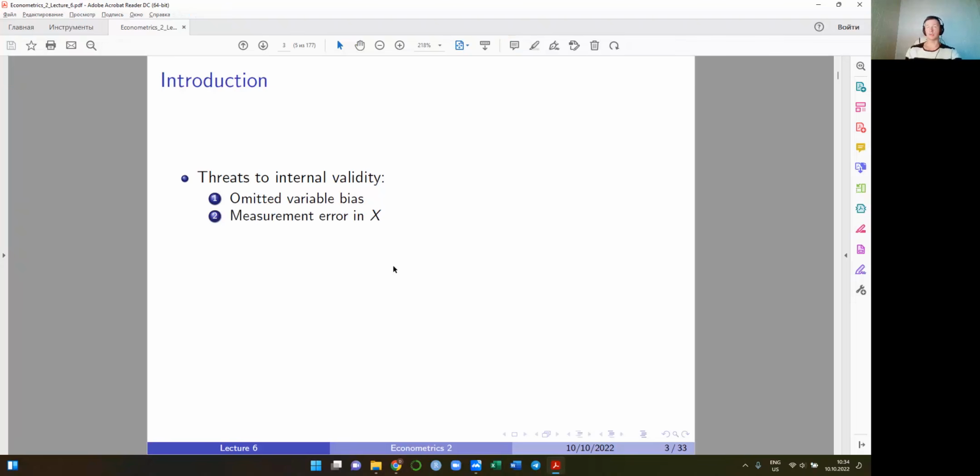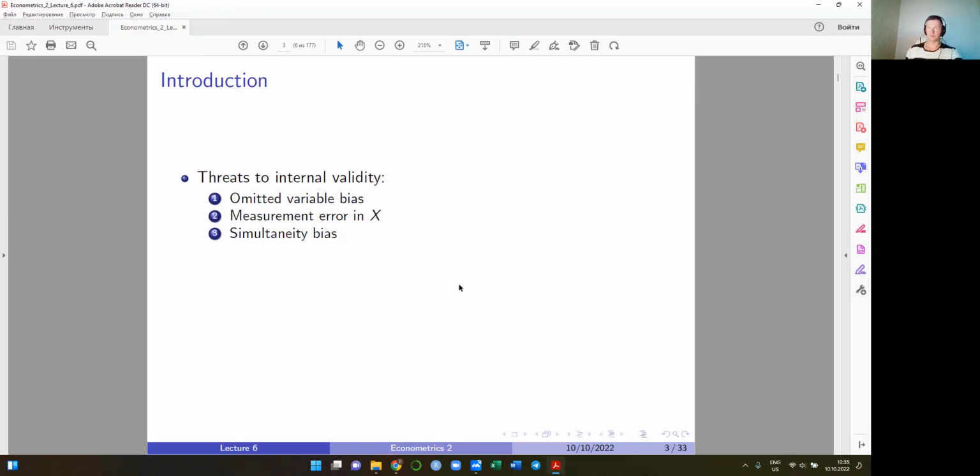Another issue is the measurement error in X that might be a problem. And the third one is simultaneity bias. I showed you an example how the simultaneity bias occurs. And over the last exercise session, you were supposed to show mathematically that even in the population, when you estimate the coefficient, for example, for the demand elasticity, you will come to the completely nonsensical result.